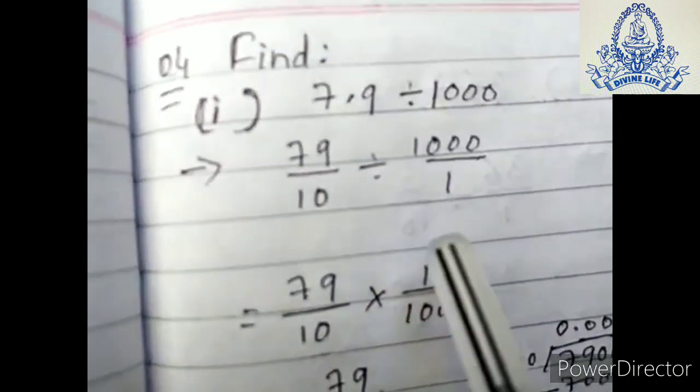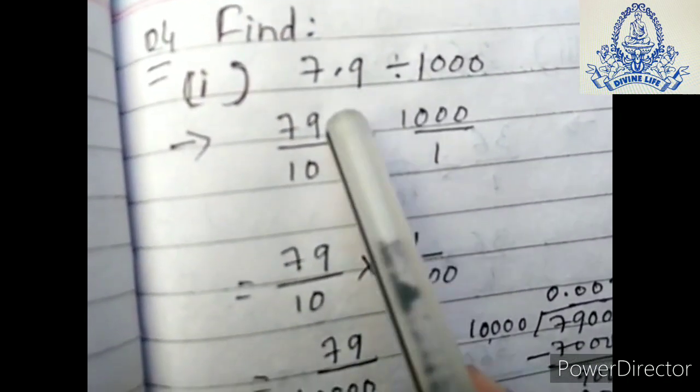Now the next step is to change the sign of division into a multiplication. So 79 upon 10 multiplied by 1 upon 1000. 1000 will come in the denominator and 1 will become the numerator. It will be reciprocal. So 79 1 ja 79, 1000 10 ja 10,000.